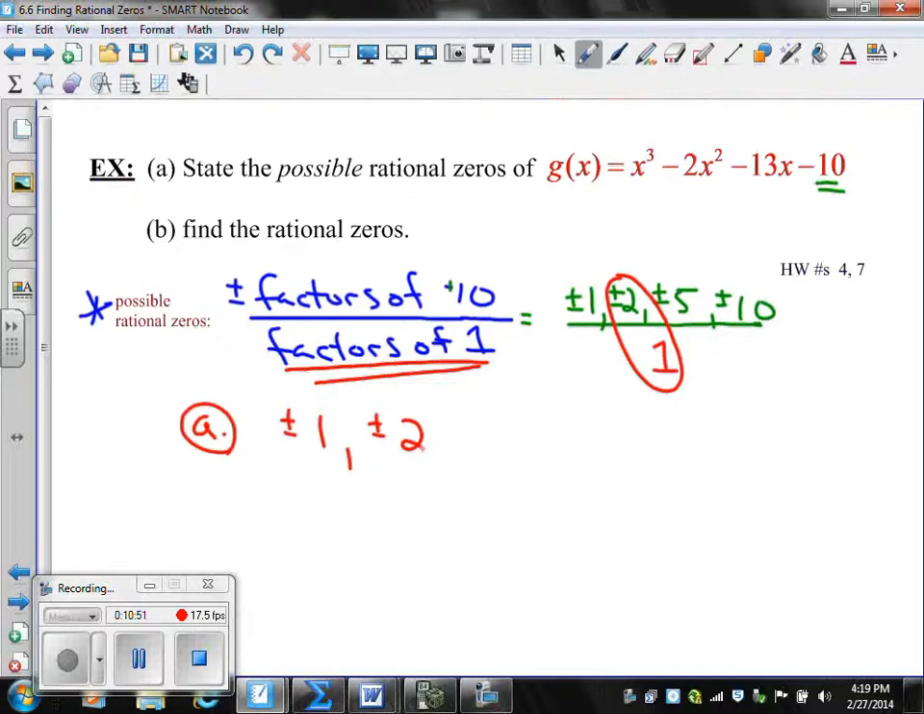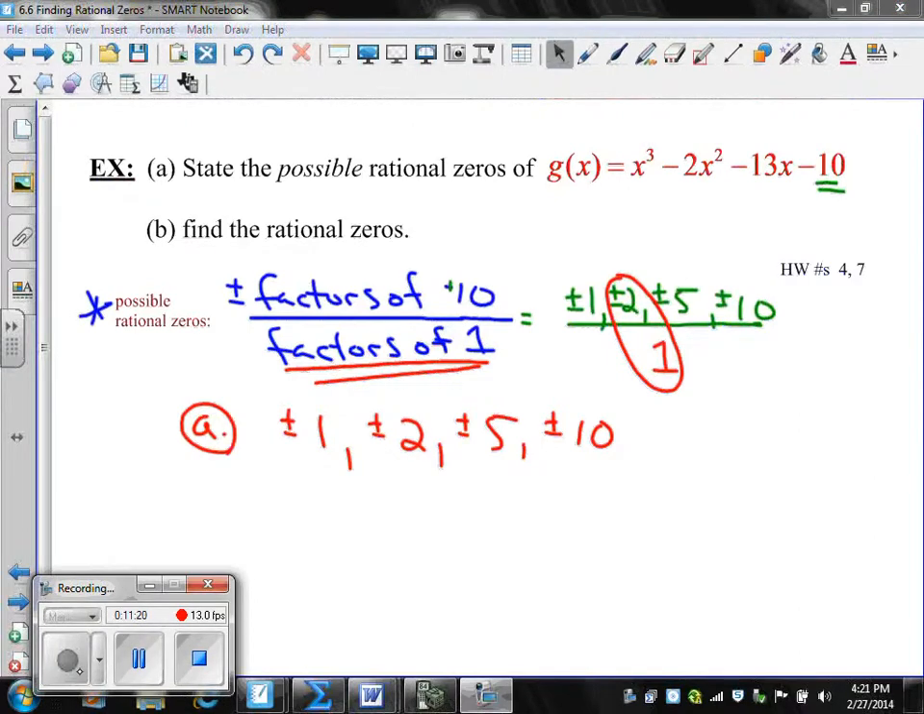Another two numbers are going to be plus or minus 2. We're also going to have plus or minus 5, again over 1, and plus or minus 10. Those are all my possible rational zeros. There's going to be no other rational number besides these 8 that are here, right? Plus or minus 1, there's actually 2 numbers there. There's plus or minus 2, and so on. There's no others besides those 8 that possibly could be a 0 of our function up here. Okay, so now that I've generated this list, that's part A done.